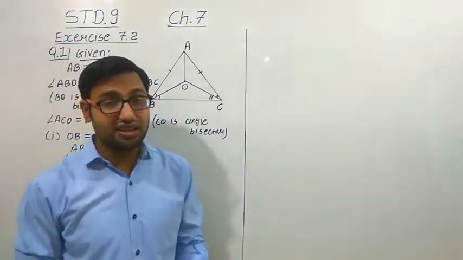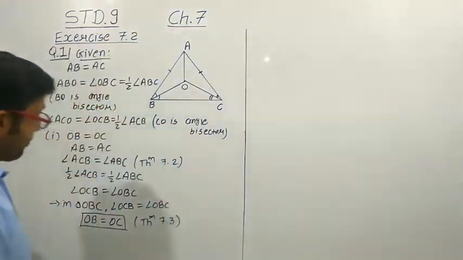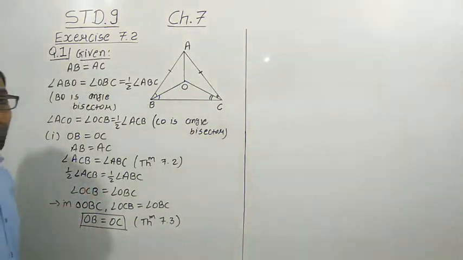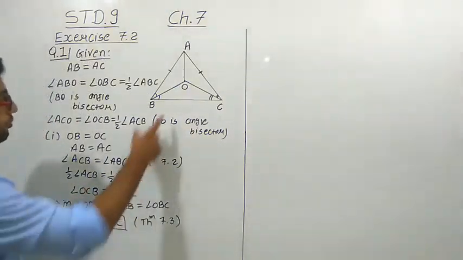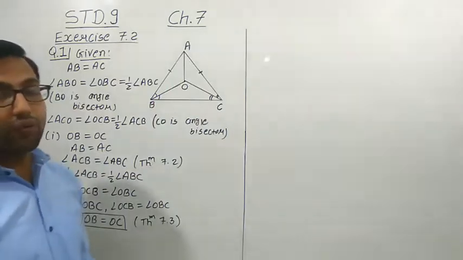So see, there is another way. We do not have to prove that the two triangles are congruent. This is another way we can prove that OB and OC are equal.